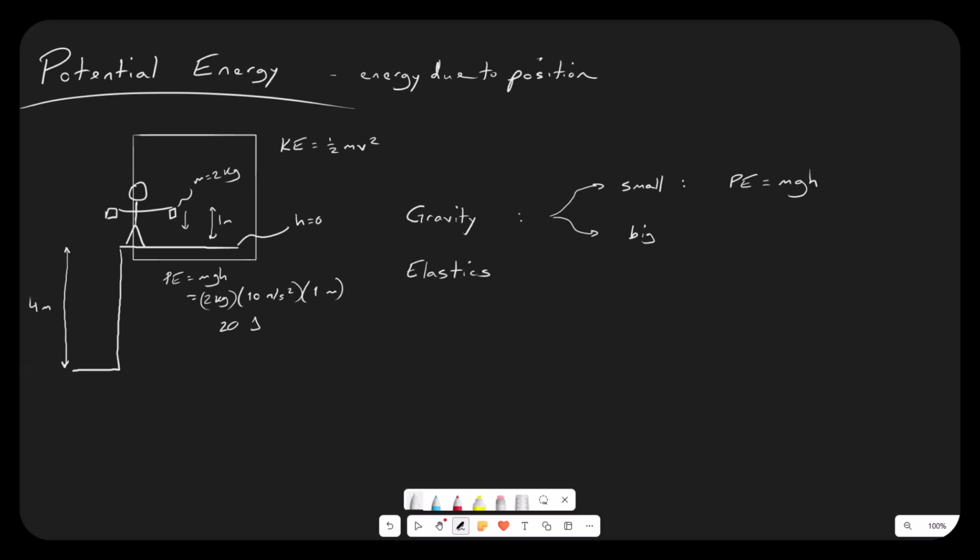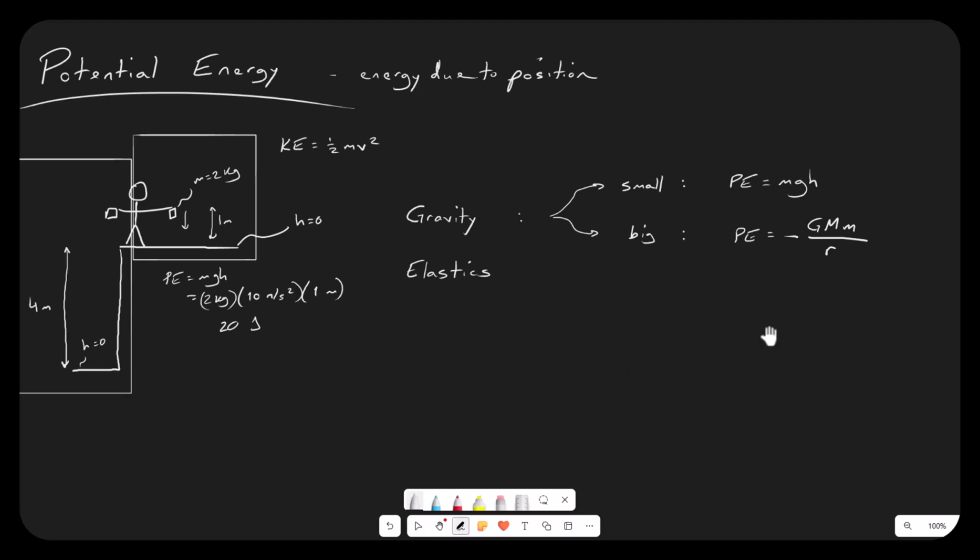If I'm doing this problem here over on the left, then I'm going to say, let's let this space be my h equals 0. And it doesn't matter which one I use, I just have to stay consistent with it. So for a small scale, my potential energy is mgh, and it doesn't matter where I call h equals 0. For a big scale, my potential energy is going to be, you remember m over r squared? It's going to be negative GMm over r.